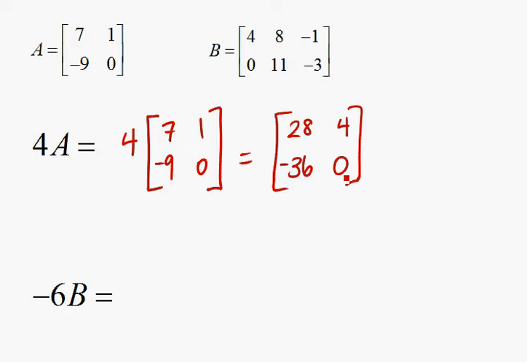As you can see, the dimensions of the matrix don't change. I started out with a 2 by 2 matrix. Matrix A has 2 rows and 2 columns. I simply multiplied every entry in the matrix by 4, and my result was still a 2 by 2 matrix.